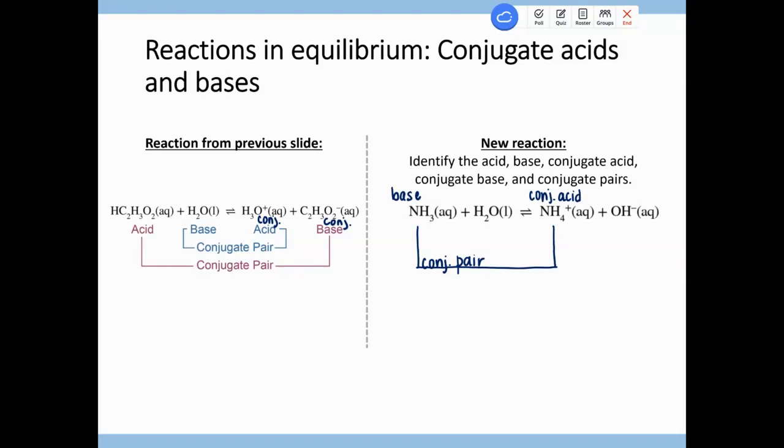That should make H2O the acid, OH minus the conjugate base, but let's double check. So H2O, its conjugate pair is OH minus. In this reaction, H2O loses a proton and becomes OH minus, or it donates a proton to the base. It gives away a proton. That's the definition of an acid. So H2O is the acid. OH minus is then the conjugate base, and these two are a conjugate pair.